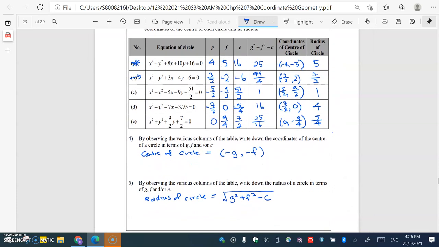In conclusion, when equations of circles are written in general form, note what is the G, what is the F, and what is the C value in the equation. Once you're able to identify the G, F, and C, you can write down the coordinates of the center of the circle as well as calculate the radius of the circle with minimal hassle. Let us go to more examples and we can see how this will help us in our forming of equations and calculations.